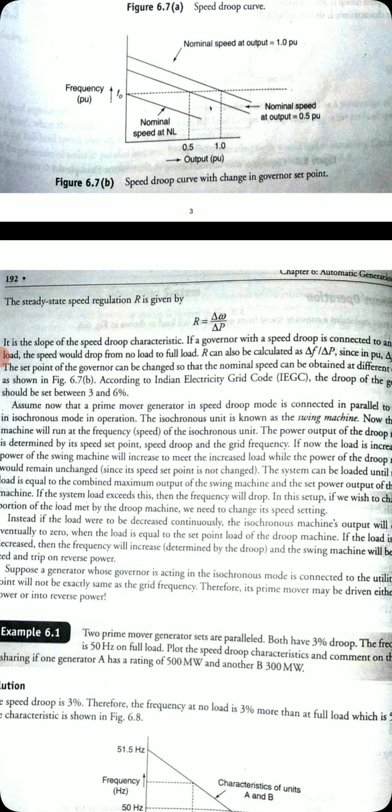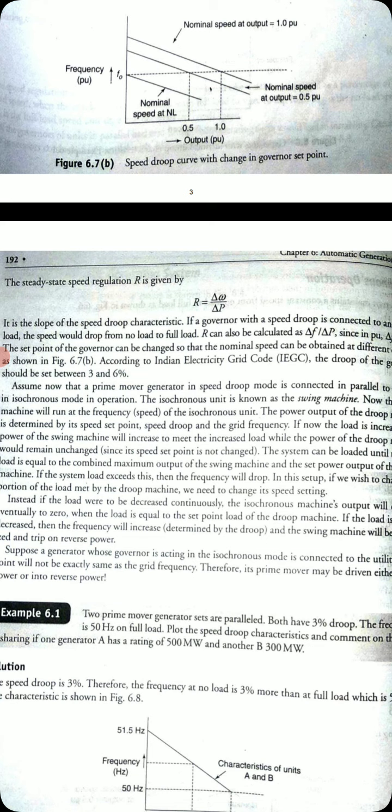The system can be loaded until the load is equal to the combined maximum output of the swing machine and the set power output of the droop machine. If the system load exceeds this, then the frequency will drop. In this setup, if we wish to change the portion of the load met by the droop machine, we need to change its speed setting. Instead, if the load were to be decreased continuously, the isochronous machine's output will decrease eventually to 0 when the load is equal to the set point load of the droop machine. If the load is further decreased, then the frequency will increase and the swing machine will be motorized and trip on reverse power.